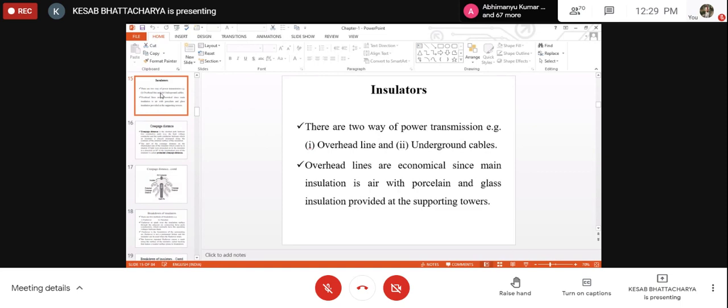Sir, how are we saving the insulation cost in DC even though we are having high voltage transmission? High voltage means we should have high insulation. No, high insulation, that is all right.